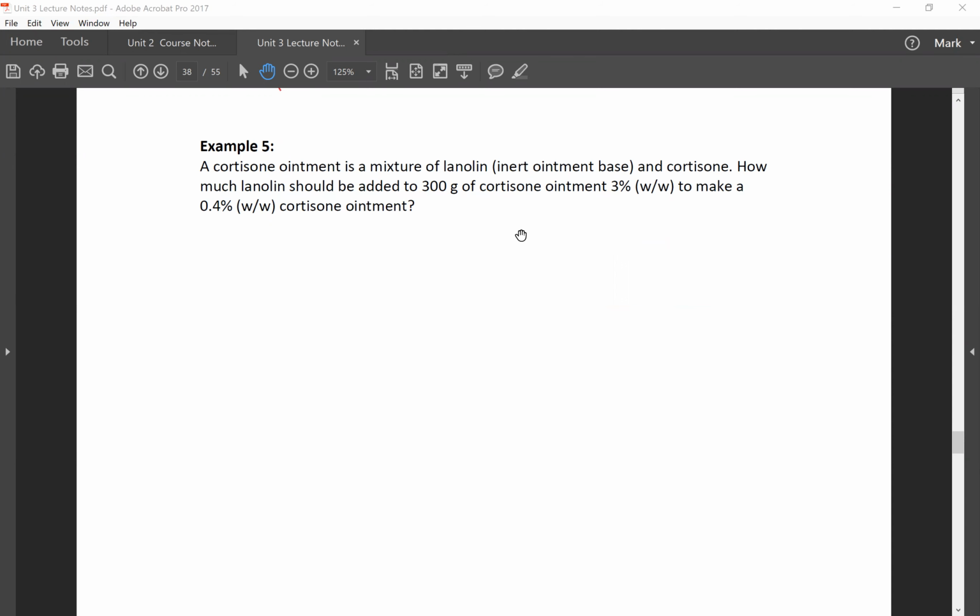Okay, I just took a minute there to think about this one. We're looking to make a 0.4% cortisone ointment by weight. This one's a little bit different than the other ones. First of all, I'm going to figure out how much cortisone, the active ingredient, is in my solution.